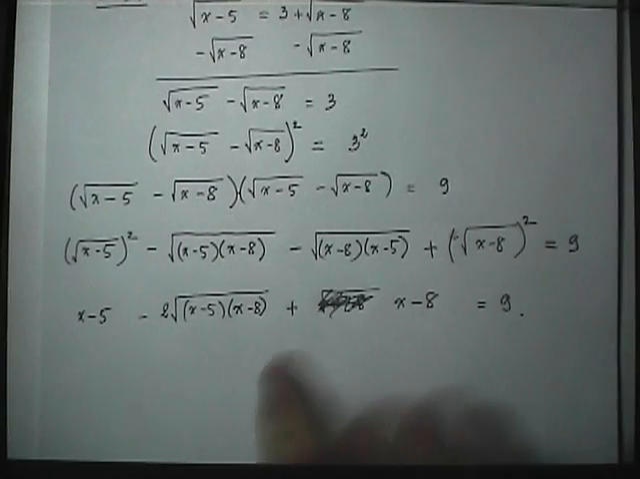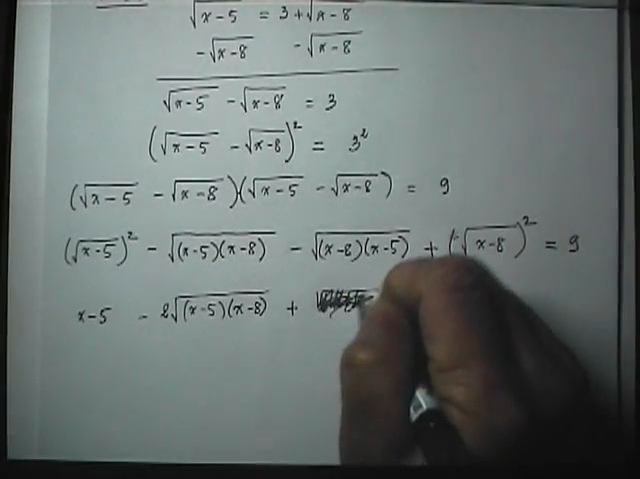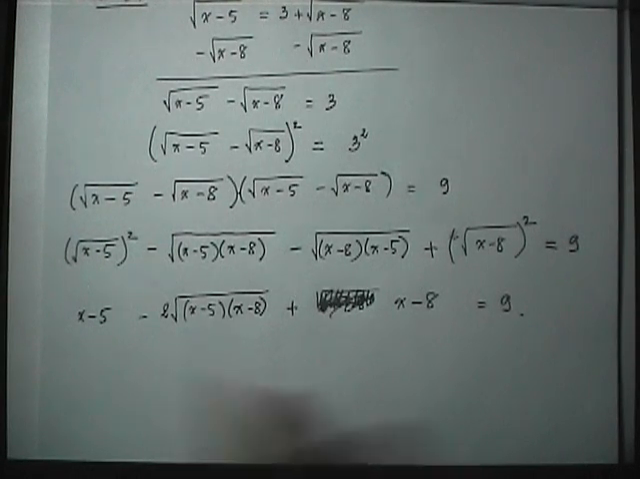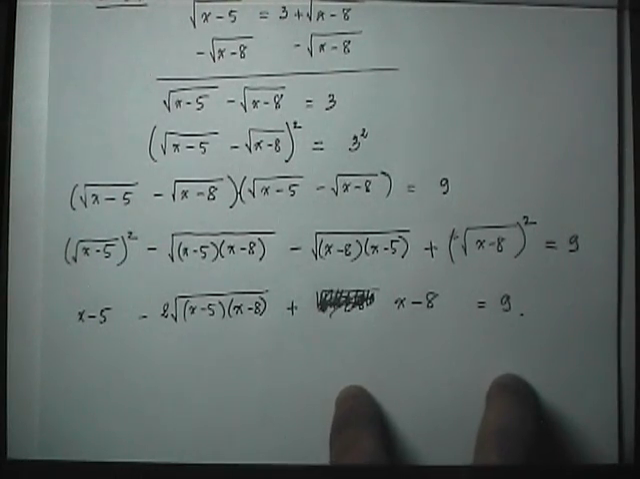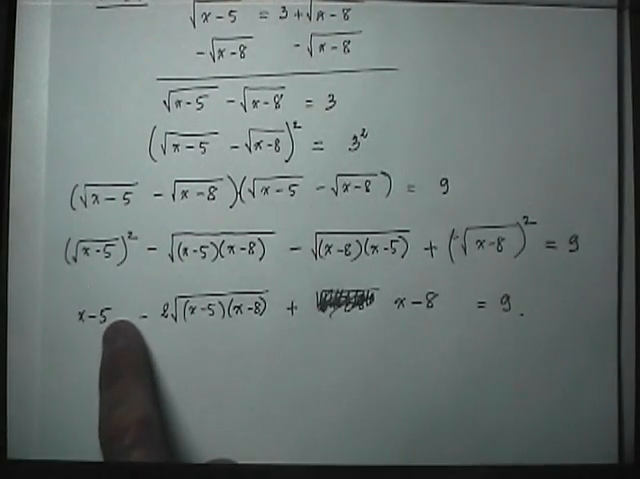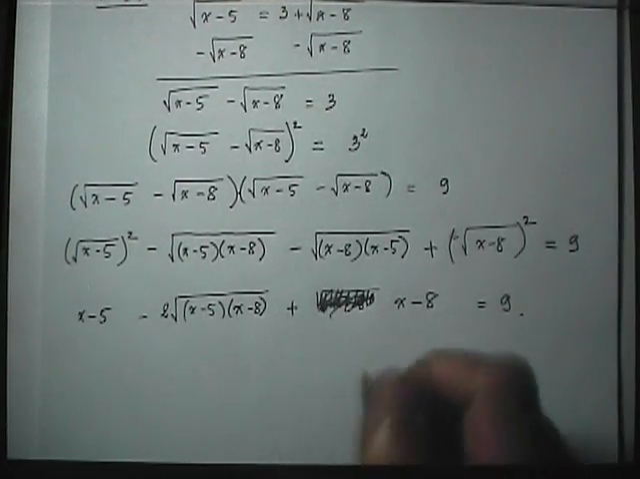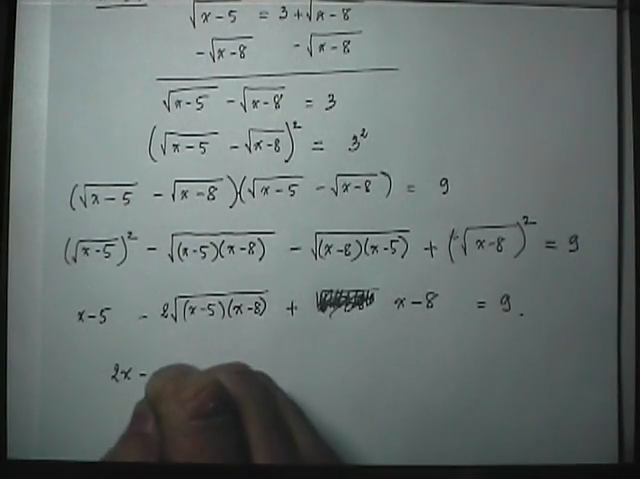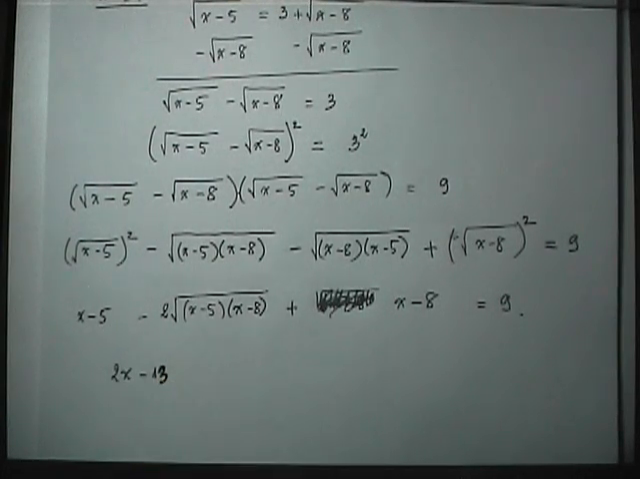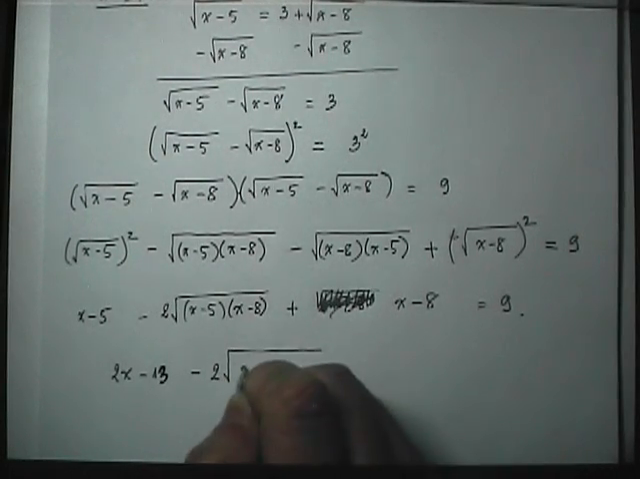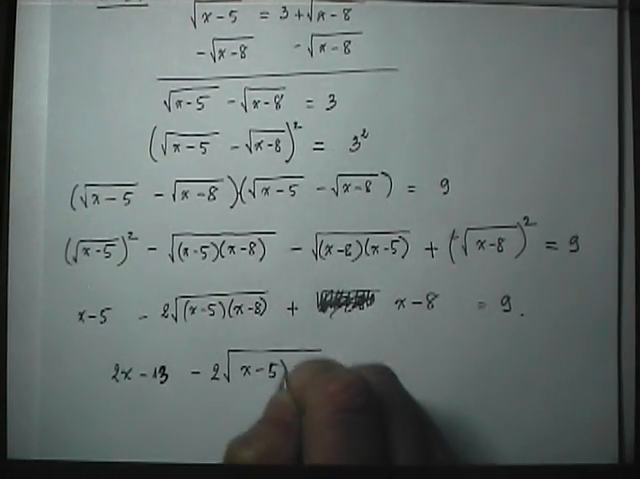So now, in my previous example, it was probably not smart of me to add the two square roots to both sides. That's not too rushed yet. Let's roll back a little bit. I need to clean up the terms here. So I have x plus x, which is 2x. Minus 5 minus 8 is minus 13. And then I have a minus 2 square root of x minus 5 times x minus 8.